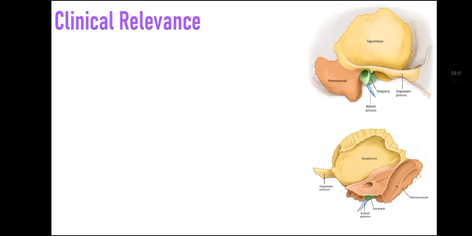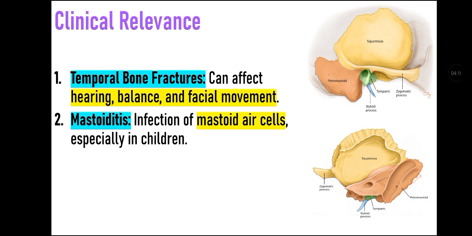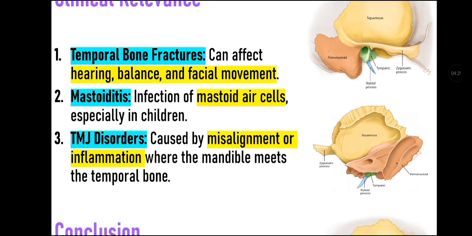Now let's talk about clinical significance of temporal bone. First is temporal bone fracture. It can affect hearing, balance and facial movement. Mastoiditis, that is infection of mastoid air cells especially in children. Next clinical significance is TMJ disorder, that is caused by misalignment or inflammation where the mandible meets the temporal bone.